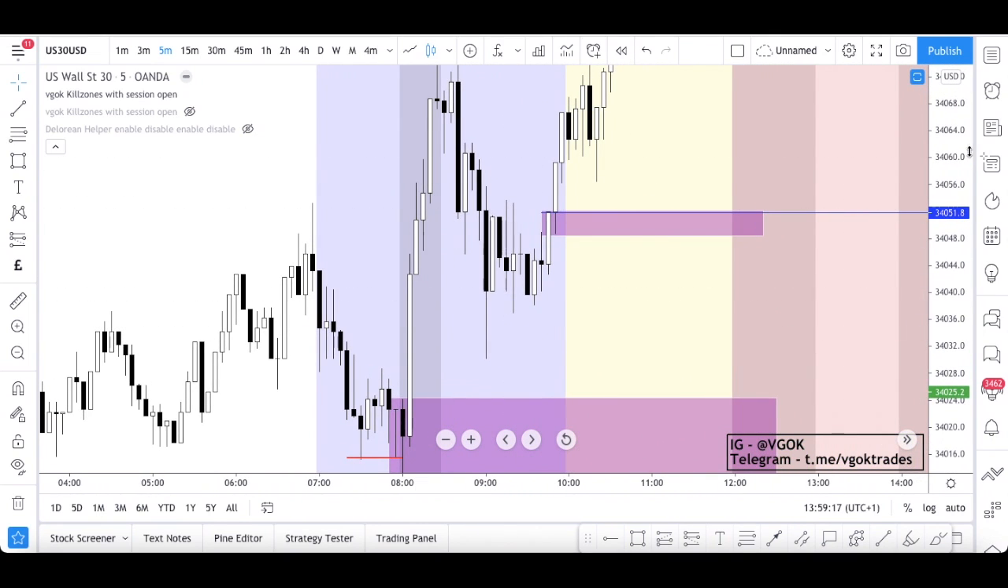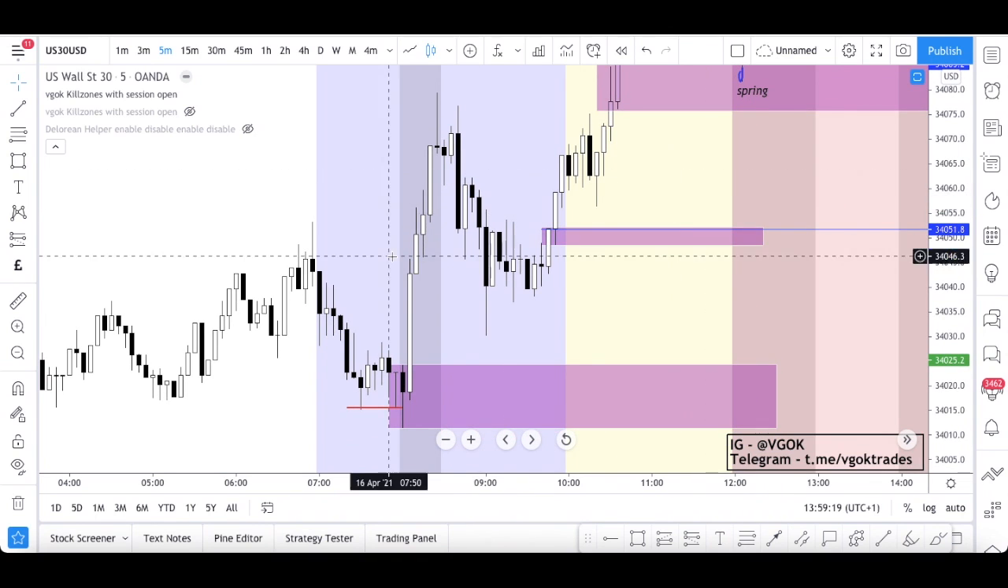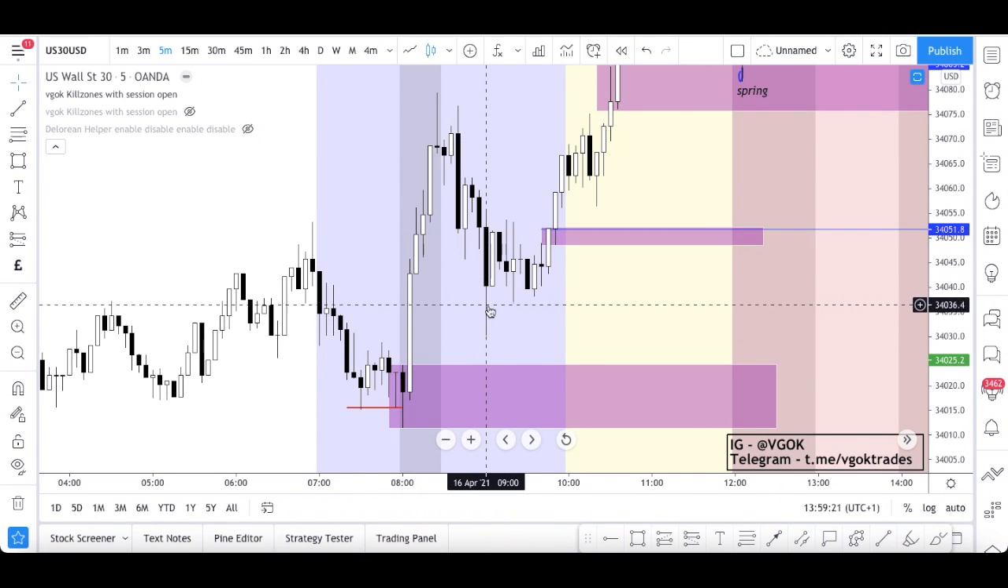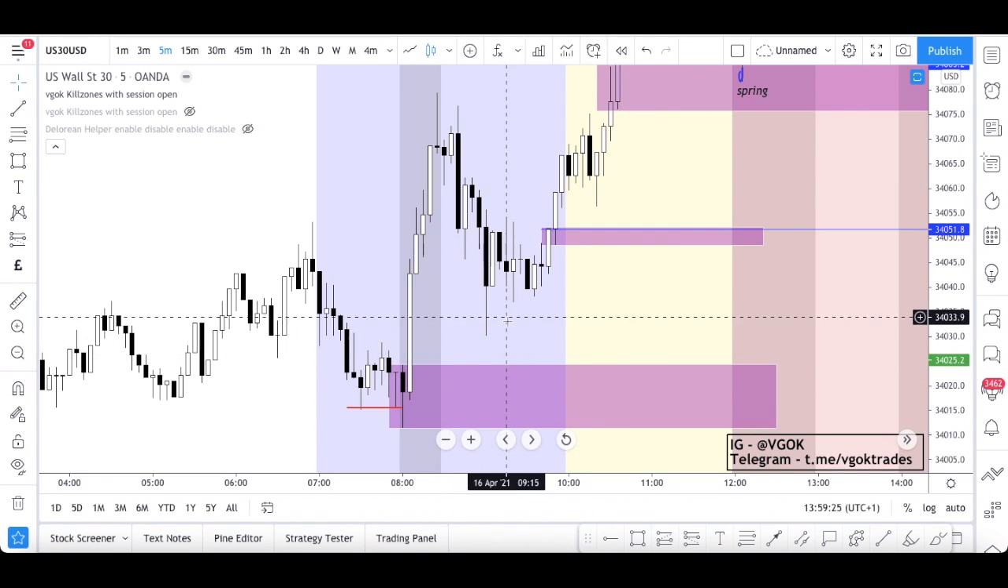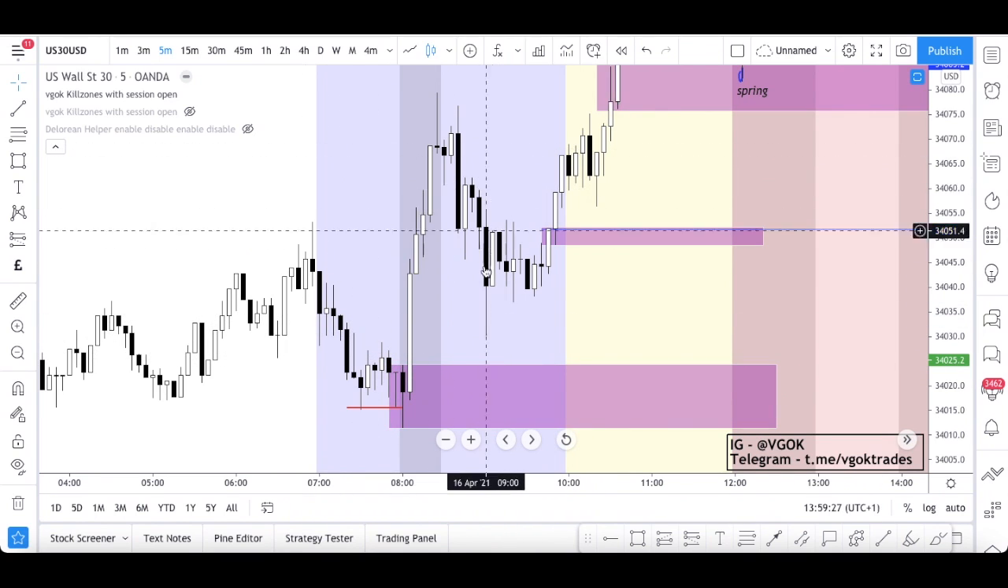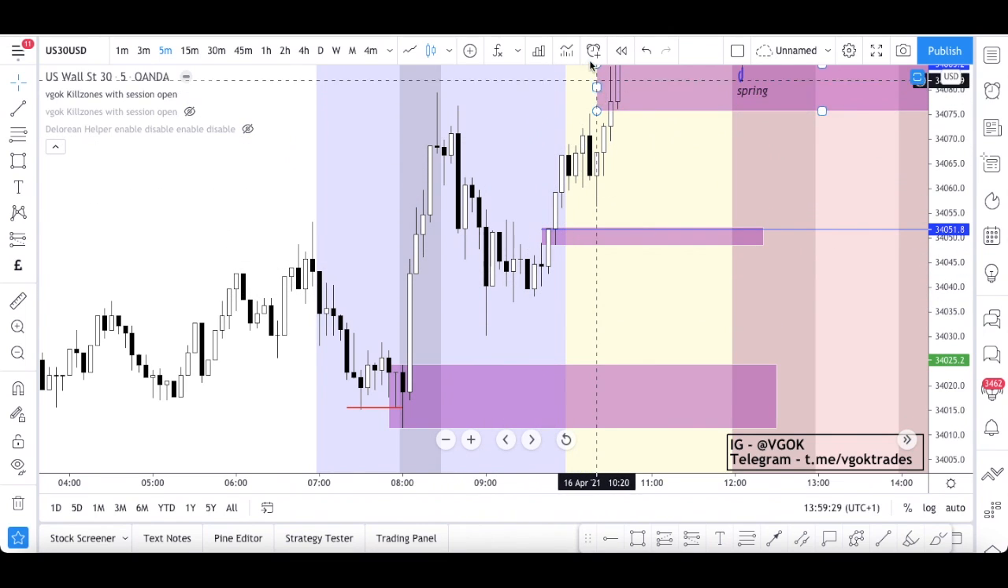Upon further analysis, what we can actually see is price coming down into the area just above the area actually, and not quite reaching my desired POI, and then we can see that it starts to take off again.